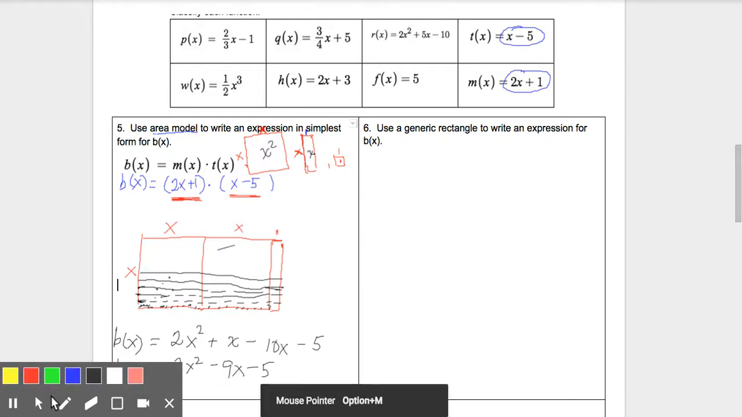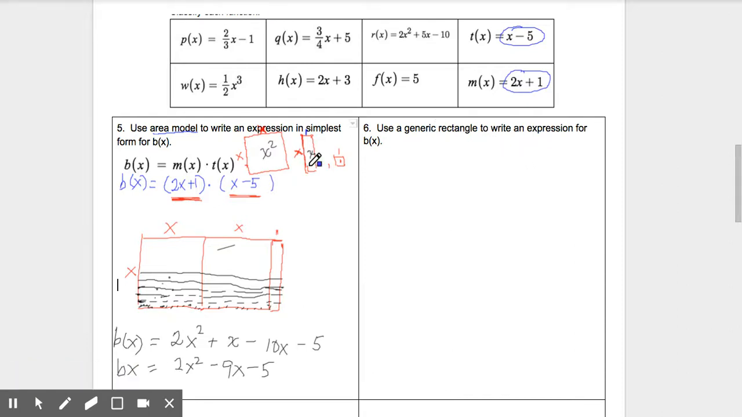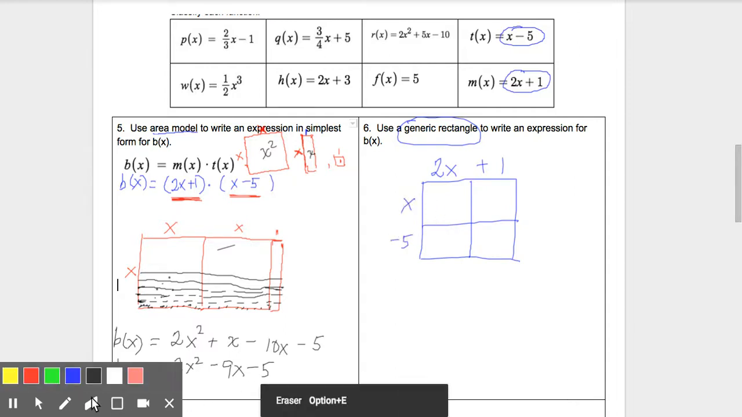Now let's do number 6. In number 6, you're asked to use a generic rectangle to write an expression for b of x. So the same thing, we're looking for b of x. It is defined the same way, but we are going to use a different strategy. We're going to use a generic rectangle, and that is when we just draw an arbitrary rectangle, and we will label the length as 2x plus 1 and the width as x minus 5.